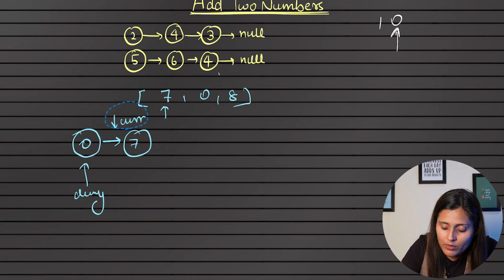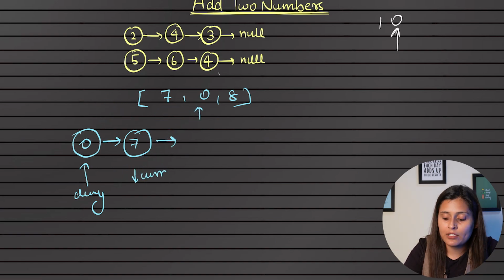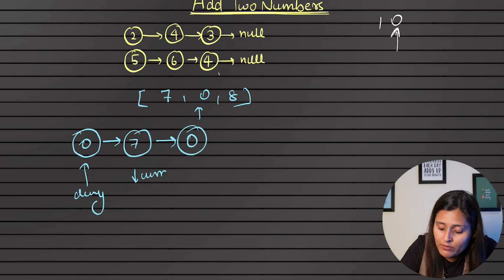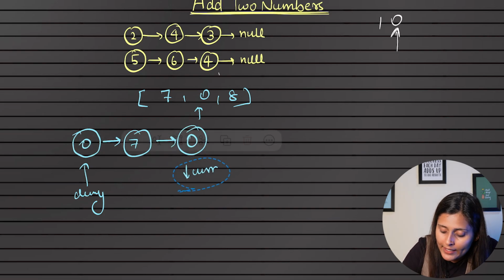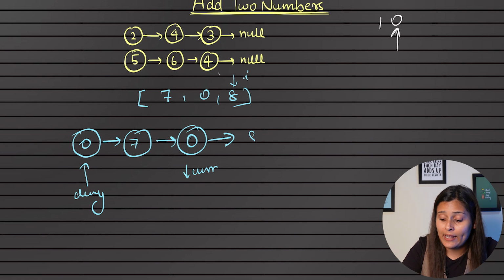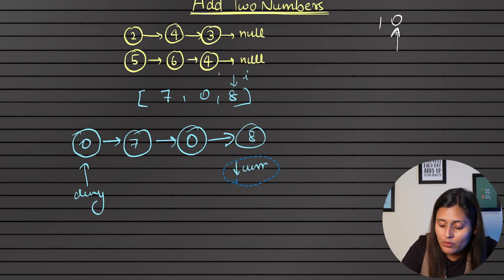Next time we will move our current ahead, let's say here. Next time also I plus plus, so I will come here. Now in current dot next we will add 0 and move our current ahead to 0, correct. Now again, what's the next number? We will move our I plus plus ahead, correct, to 8, so I will be here. Now to the current dot next we have to connect 8, so again we will move our current ahead.